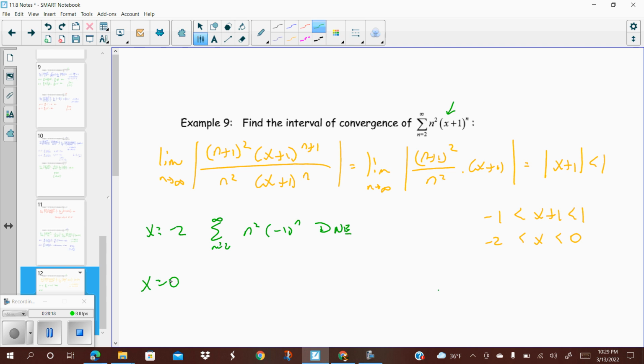If x is 0, we get the sum of n squared. Plugging in a 0, you get 1 to the n, but that's just 1. So it's a sum of n squared as n goes from 2 to infinity. That goes way off to infinity, so that also does not exist. Which means that our final interval of convergence for this section goes from negative 2 to 0, not including either endpoint.